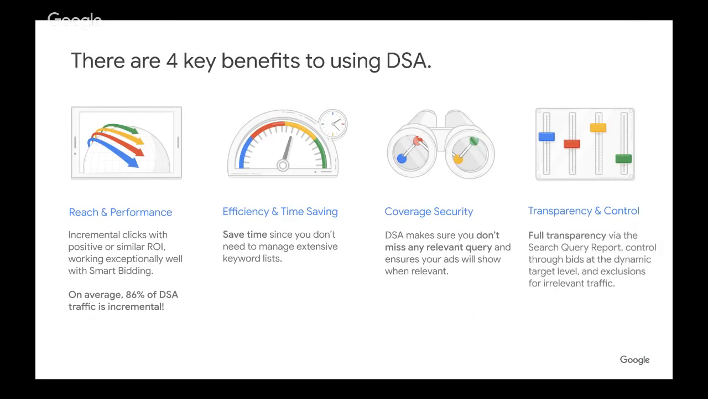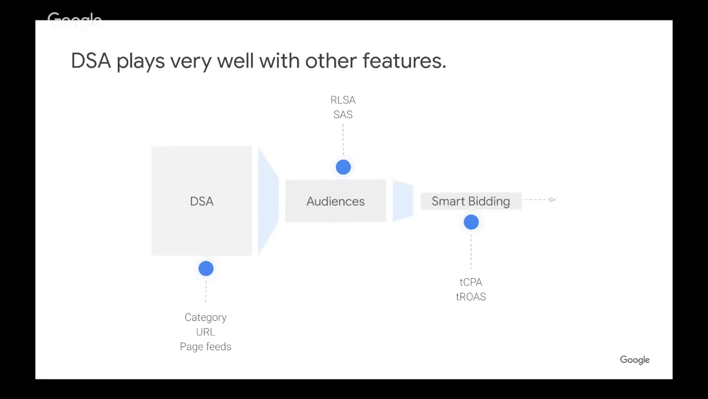And then there is transparency and control, because some say, oh, DSA might be a black box, but you can actually look into the query report and see on which search terms you're being shown with an ad. And you can also exclude specific or irrelevant landing pages, such as a blog that is not converting directly, for example. Now, DSA is an automated feature, but it also works best when you give it more signals and when it's used with automated bidding, in particular target CPA and target ROAS.